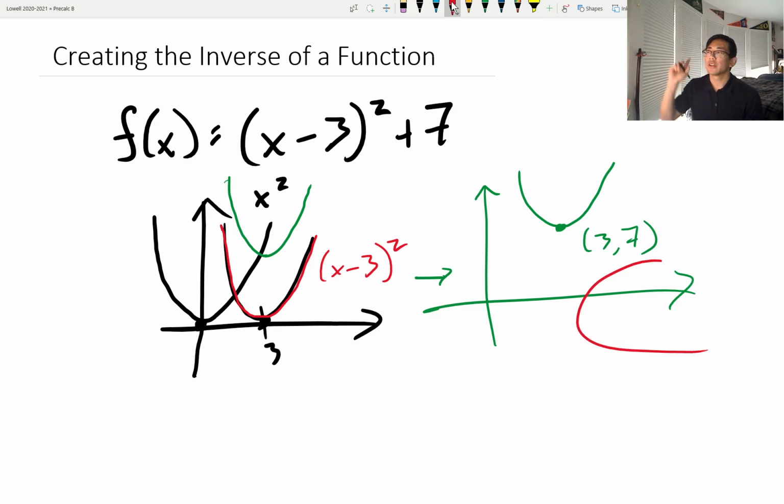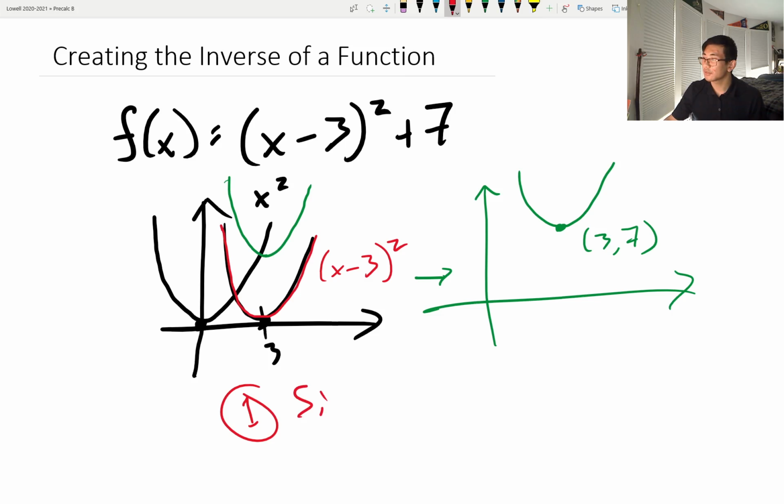But remember, we want the inverse to be a function. And so the original function as is, when I invert it, will not create an inverse that is a function. Let me say that one more time just so we're clear. If I just take this whole parabola and draw the inverse, that now sideways parabola is not going to be a function because it won't pass the vertical line test.